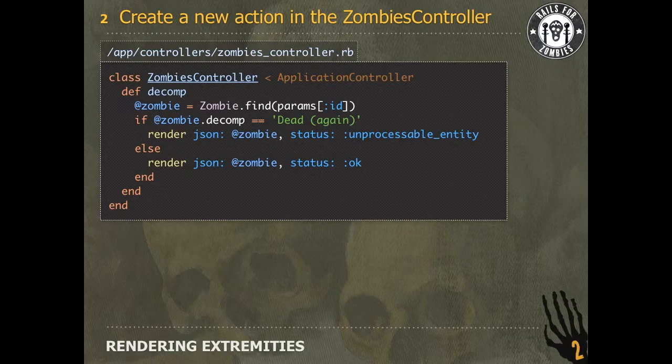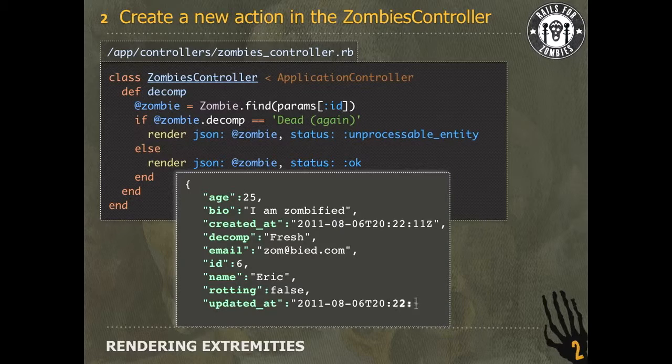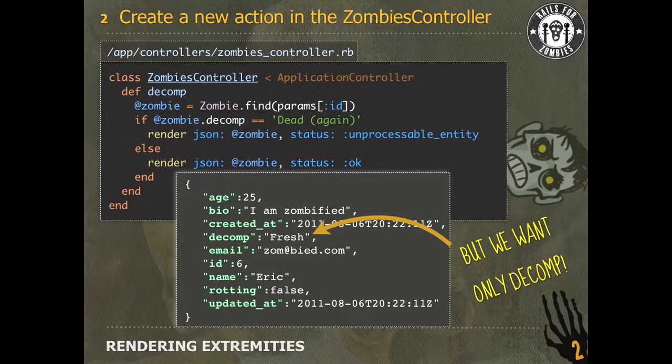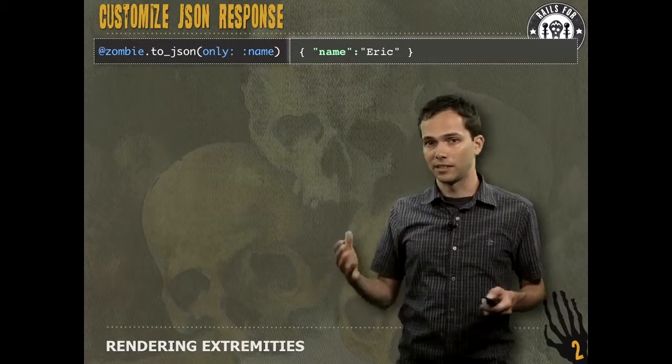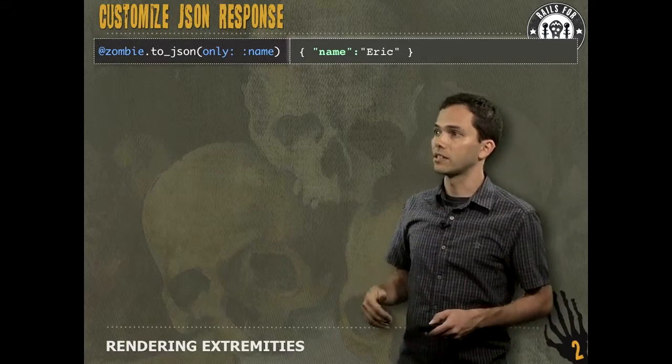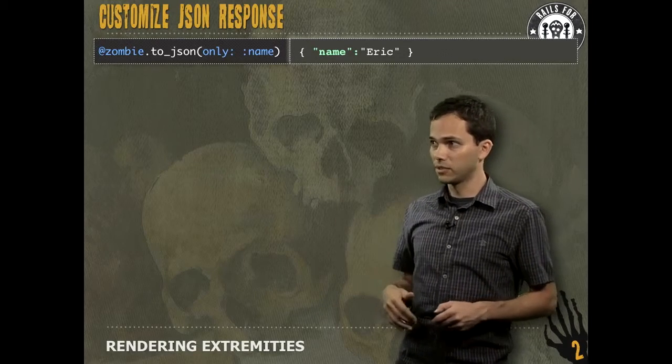This is going to render out JSON that looks like this. And we don't want it to render out everything. We only care about that decomp value right there. So we're going to have to modify this code a little bit. So let's take a deeper look at the toJSON syntax. If we only care about the name of the zombie in our JSON, we can run toJSON only name. If we want the name and the age, we can just send in an array.